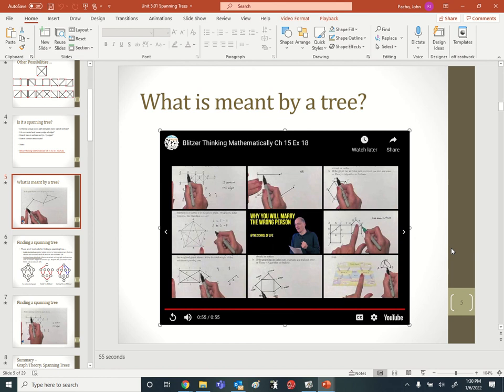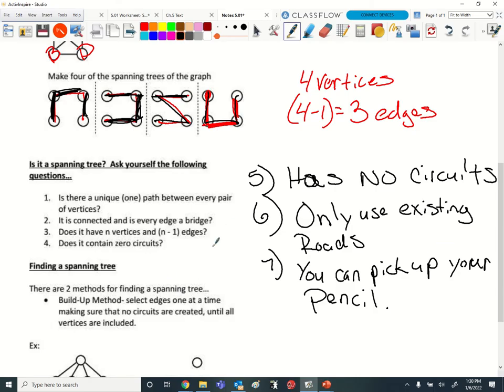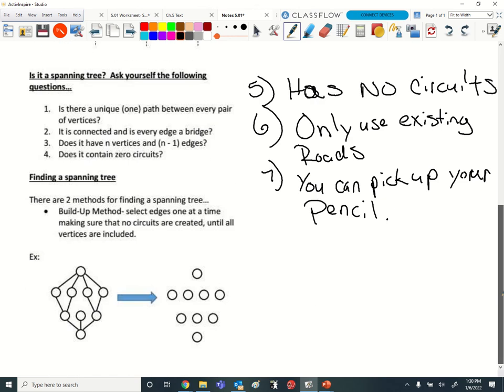Okay, I just like the way that she had the diagram there too. So you could tell if it is closed like that, that means it is not going to be a tree because it has a circuit. Does that make sense or nonsense? Okay, good.